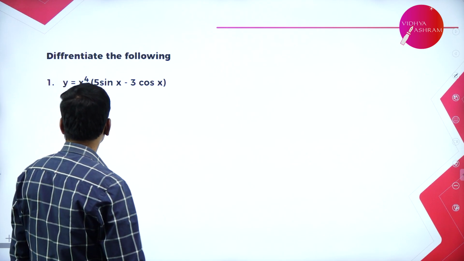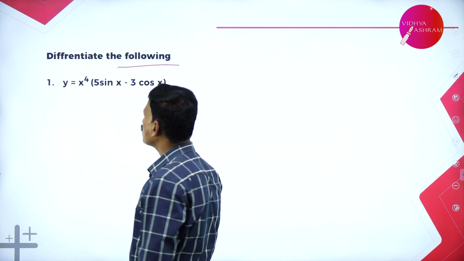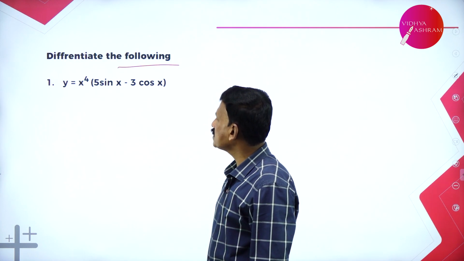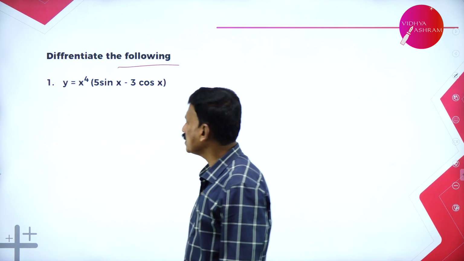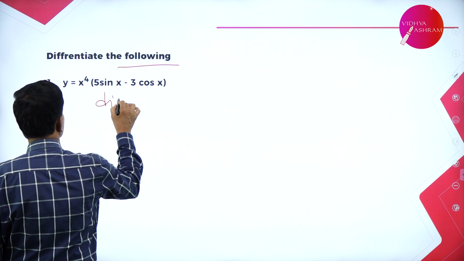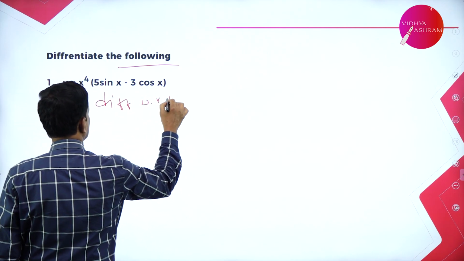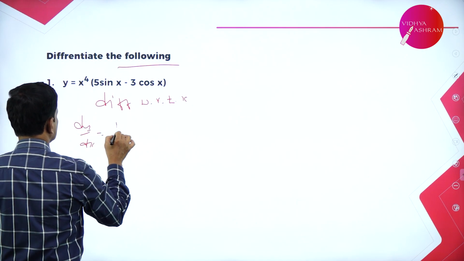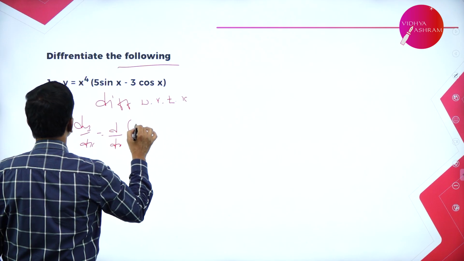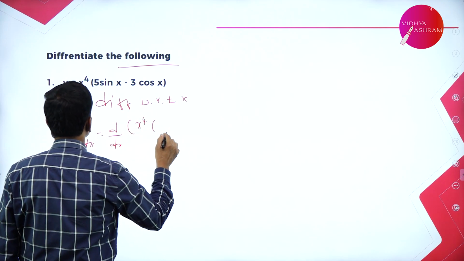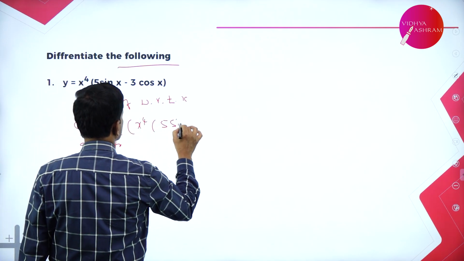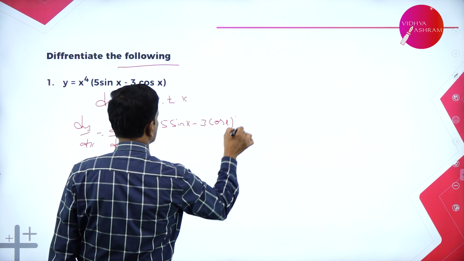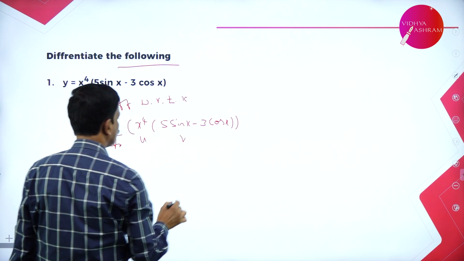Now, let us differentiate the following with respect to x. What is the first problem? y is equal to x to the power of 4 into 5 sin x minus 3 cos x, right? Now, differentiating with respect to x, dy by dx is equal to d by dx of x to the power of 4 into 5 times sin x minus 3 times cos x. Now, this is first function, second function.